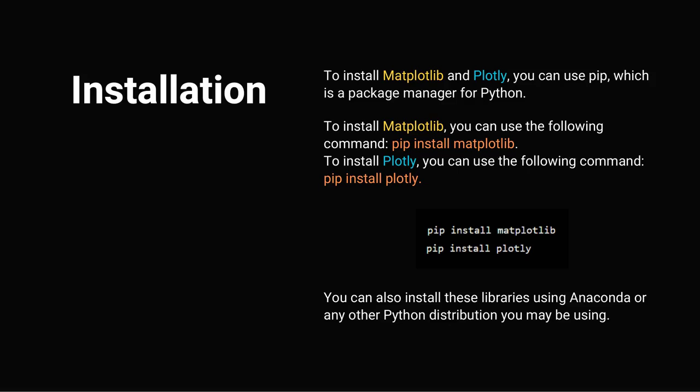To install Matplotlib and Plotly, you can use pip, which is a package manager for Python. To install Matplotlib, you can use the following command: pip install matplotlib. To install Plotly, you can use the following command: pip install plotly. You can also install these libraries using Anaconda or any other Python distribution you may be using.